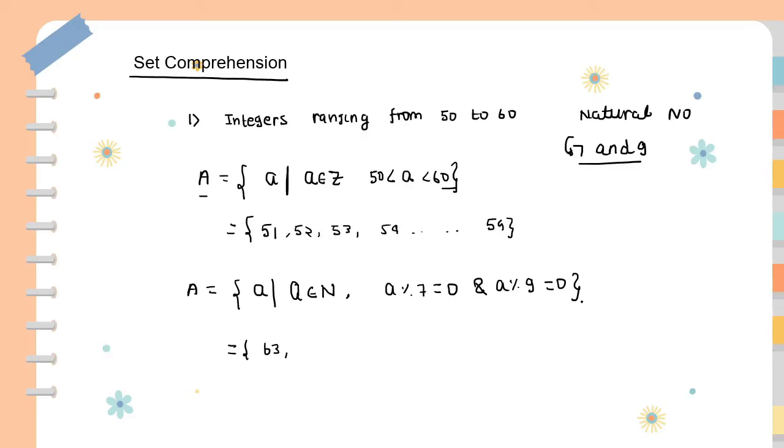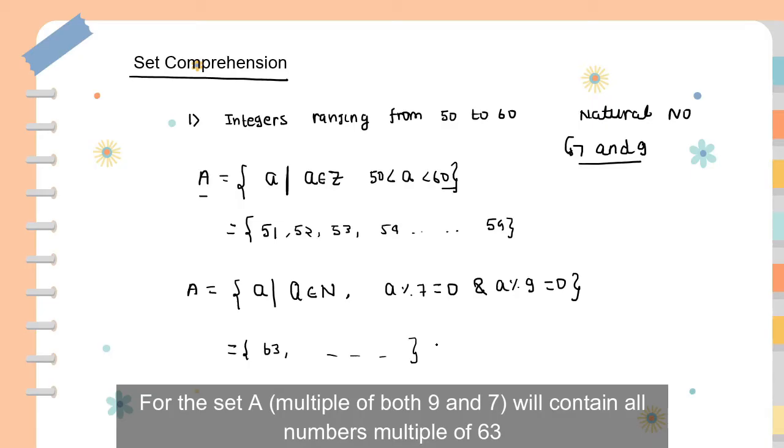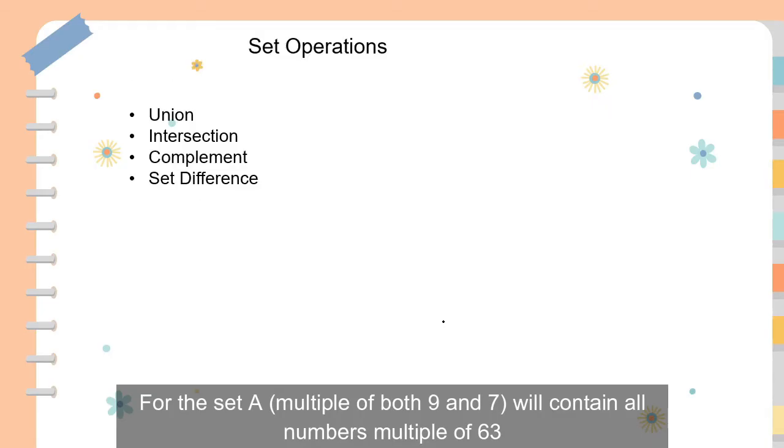Okay, so basically this will go here. So how can we write it in the set comprehension form? There are many more examples in the lecture, so we are not going to cover all of those here because it will be lengthier. Now we are moving to set operations, the most important topic. Most of the questions are asked from here.